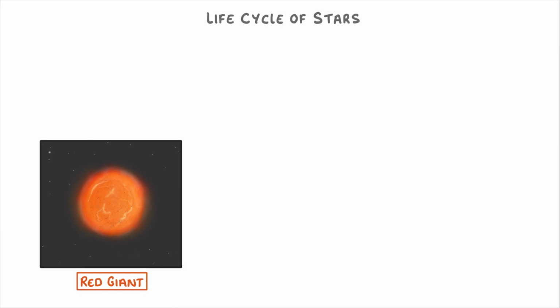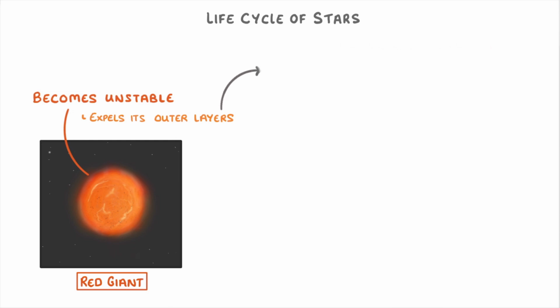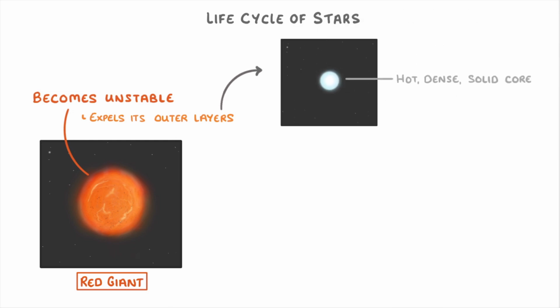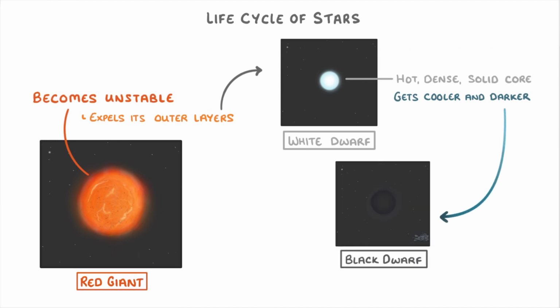After a relatively short time, the red giant becomes unstable, and expels its outer layers of dust and gas. This leaves behind a hot, dense, solid core, which doesn't do any nuclear fusion. We call this a white dwarf, because it gives off lots of light, so it appears white, and is relatively small. Over time, the white dwarf gets cooler and darker as it emits all of its energy, until finally it transitions to a black dwarf, because it no longer has enough energy to emit light, and so appears dark.